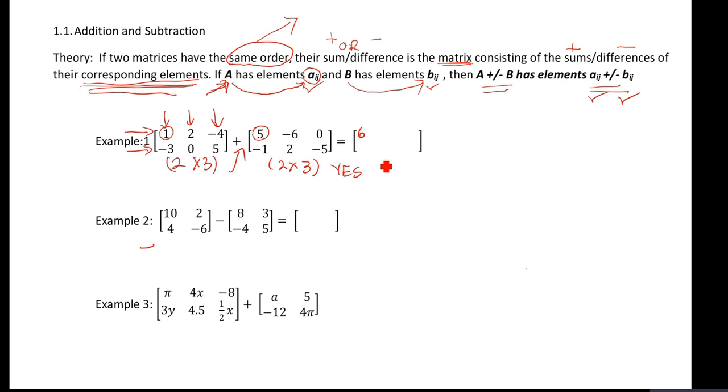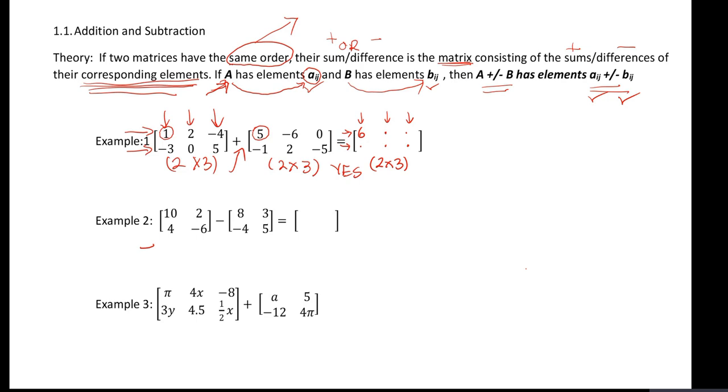So the order of the answer must also be a 2 by 3, which means I must have 1, 2 rows. So I must put 2 rows, and I must have 1, 2, 3 columns. So I'll have, I'm just putting dots there for the moment, and the dots that I'm putting will actually help you to establish the correct answers, the order of the answer, and what you need to do. Okay, let's complete the rest.